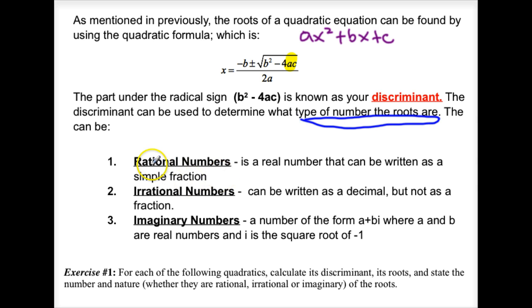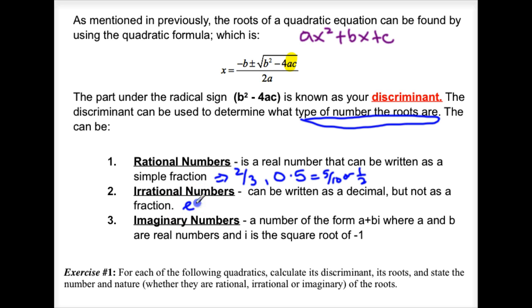So, are the roots rational? Are they irrational? Are they imaginary? So what are rational numbers? Just a really quick review. Rational numbers are numbers that can be written as a simple fraction. So something like 2 over 3 is rational. Something like 0.5 is rational because we know 0.5 is 5 over 10, or 1/2. Irrational numbers are numbers that can be written as a decimal but not as a fraction.